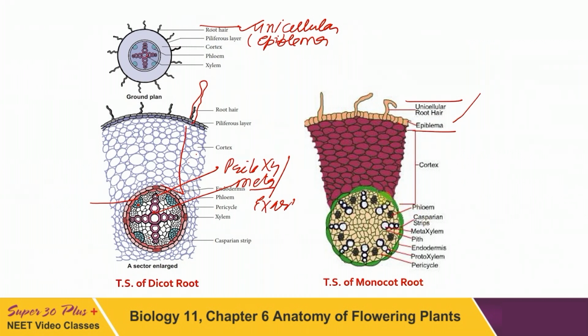Now this is the endodermis. This one is the endodermis, you know. Endodermis, it is having what? Casparian strips are there, visible. And see the difference here.